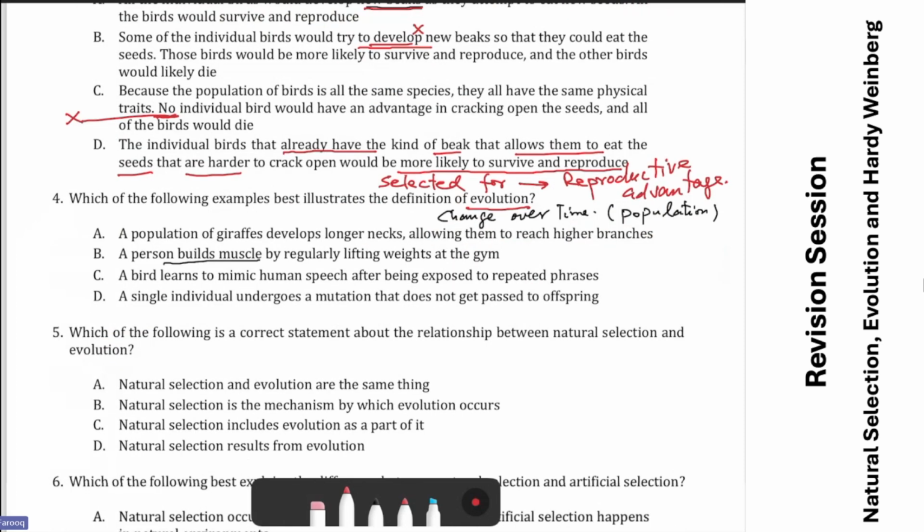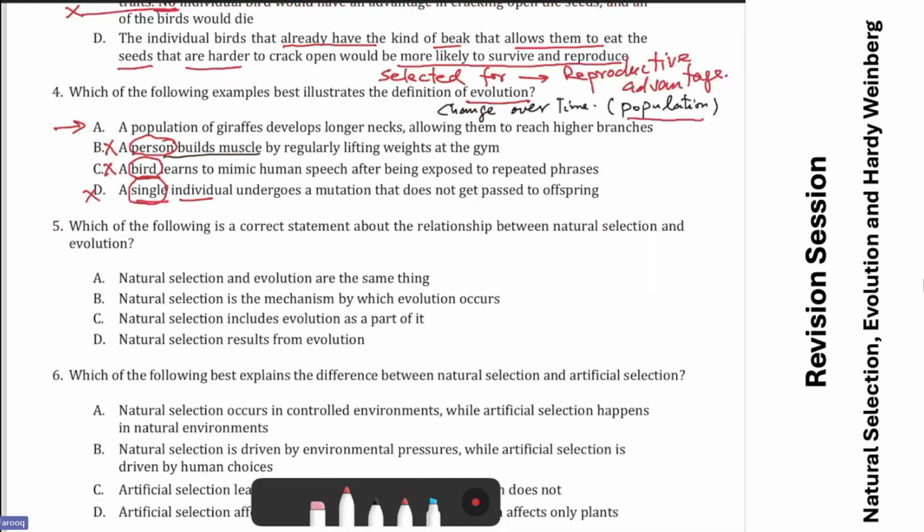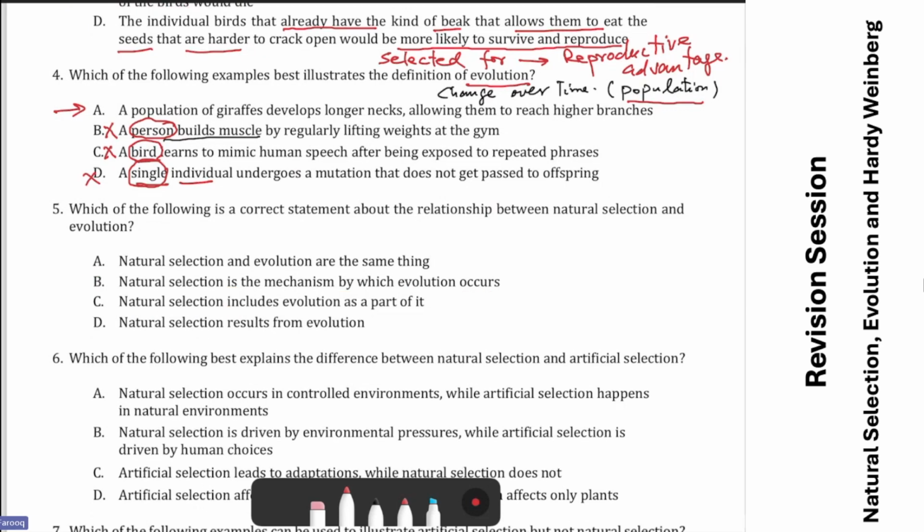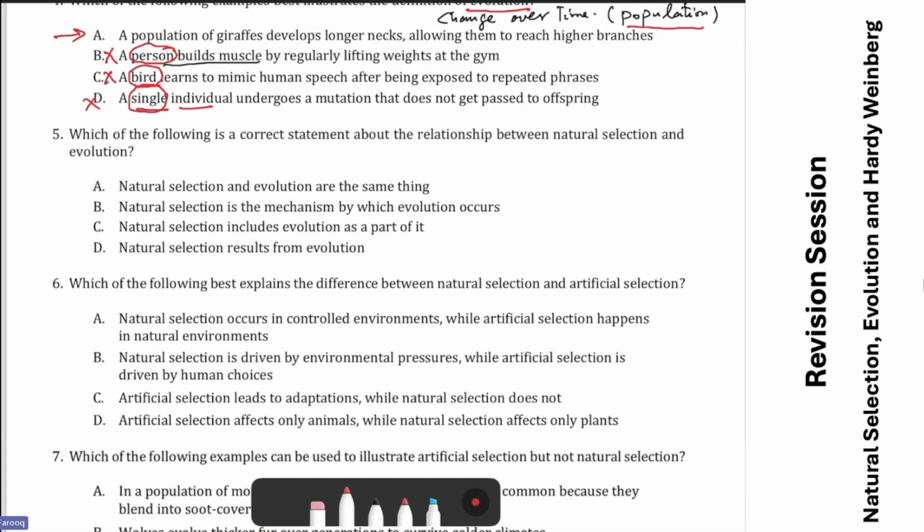Which of the following is a correct statement about the relationship between natural selection and evolution? Of course, this one has been discussed so many times in the class, that natural selection is a mechanism by which evolution happens. Because of that, evolution happens. So of course, I'm not going to read any other statement. This is a very precise statement that we learned.